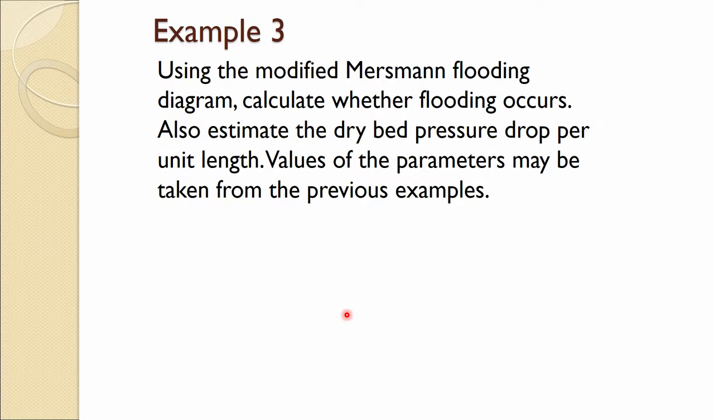Based on that, there is an example for you to do. Using the modified Mersman flooding diagram, calculate whether flooding occurs. Also, estimate the dry bed pressure drop per unit length. Values of the parameters may be taken from the previous example. We have done a couple of examples on pressure drop and other things related to the blast furnace dropping zone, so values can be directly taken from those examples.